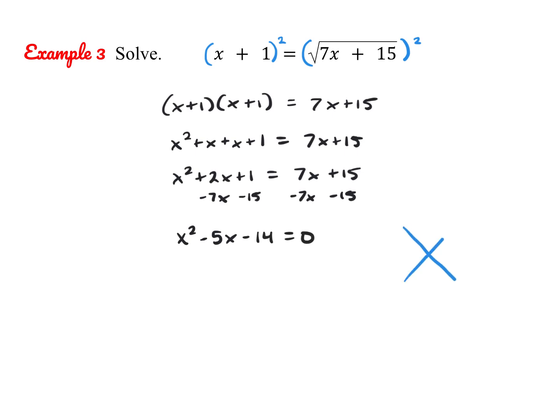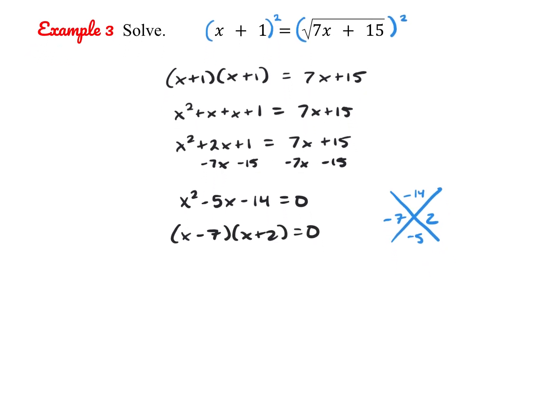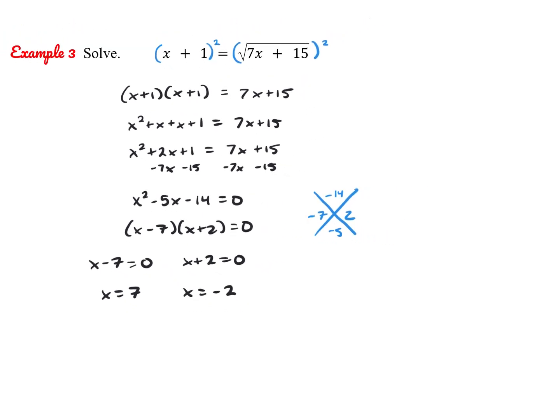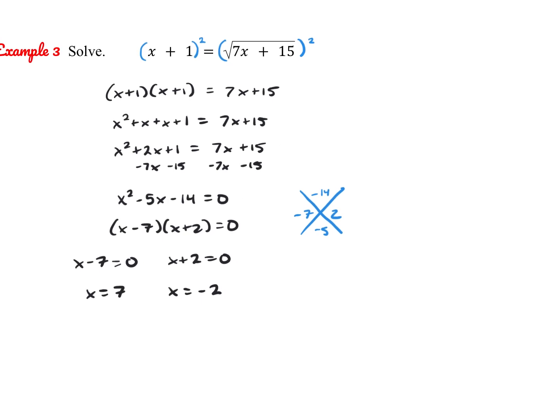And of course, if we can factor, that would be the method that I pick. And luckily it is factorable, so x minus 7 times x plus 2 equals 0. I would still like you to show that zero product property step. So we get x equals 7 and x equals negative 2. So now we have two answers that we need to check. And remember, when we check, we do it into our original equation.